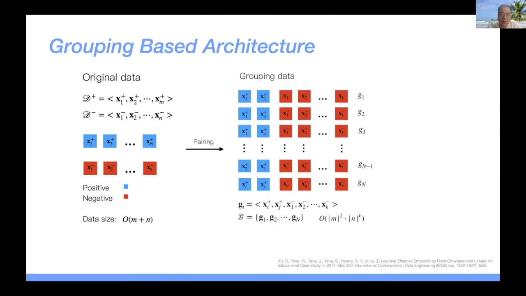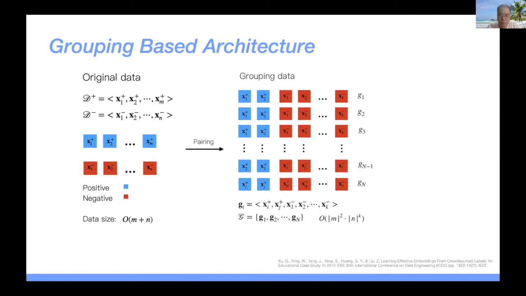The first part of RLL is called the grouping-based architecture. This is really just to deal with the small data problem. Let's use classification as our example again. Let's say we still have very limited data: we have M positive and N negative data on the left side. If we directly train our classifier on this limited data, the performance isn't really good. So how do we increase the size of our training data?